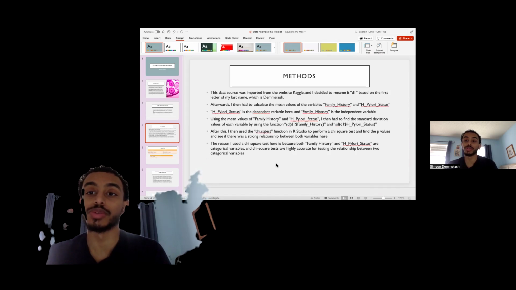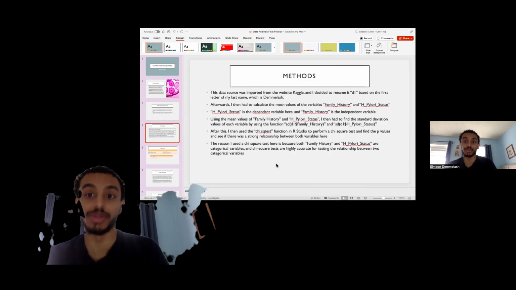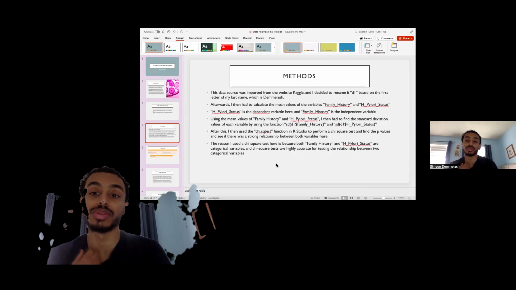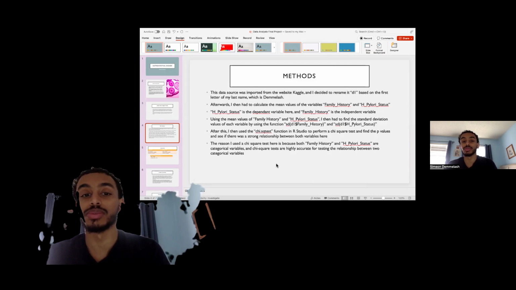Okay, some methods that were used. The data source I used for this project was imported from the website Kaggle, and I decided to rename it to D1 based on the first letter of my last name, which is Damalash. And after I loaded the data into R, I then had to calculate the mean values of the variables, family history, and H. pylori status. In this case, H. pylori status is the dependent variable here, and family history is the independent variable.